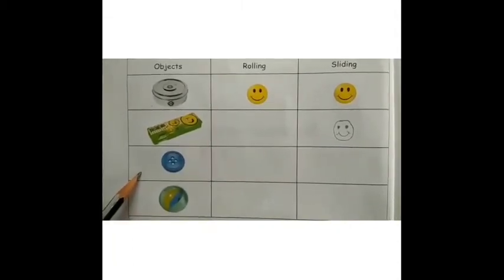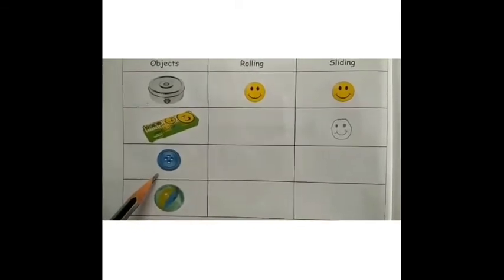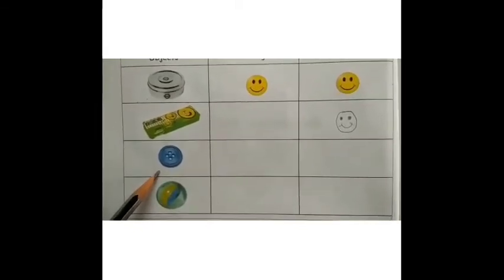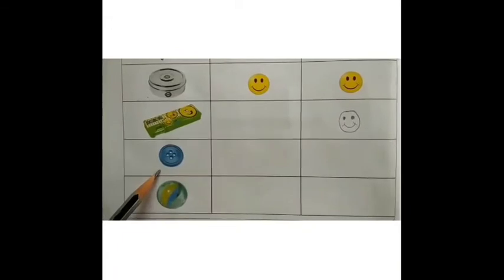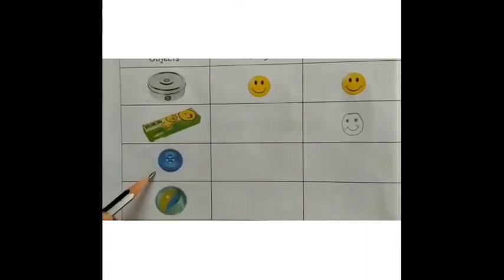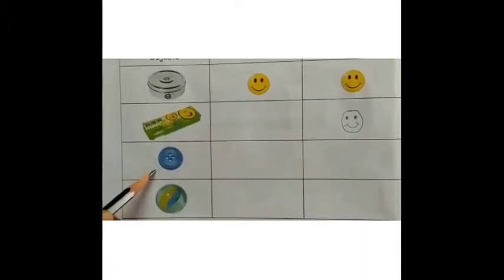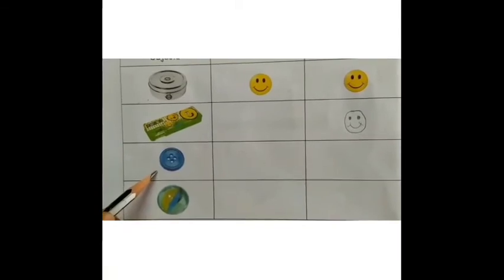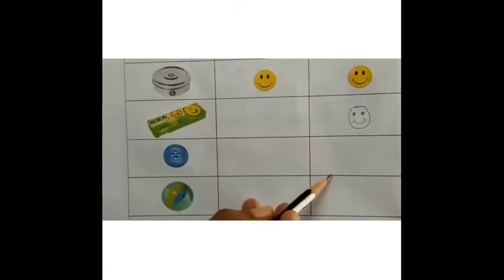The third object is a button. The button is both in the round shape at the sides and in the flat shape at the bottom. The button is rolling because the round shape is on the slide. Now the button is sliding because the flat shape is on the slide. The button can both roll and slide. So, we have to draw a smiley image under the rolling and sliding.